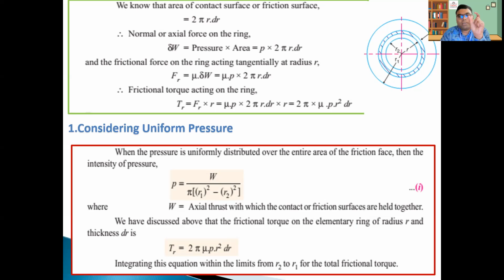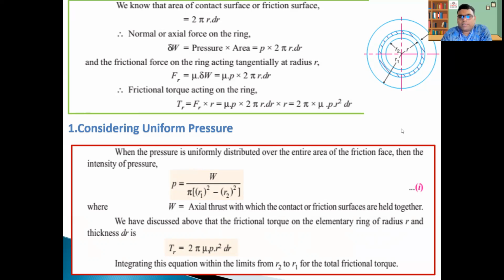So if we multiply again r into this frictional force, we will get the frictional torque, which is our objective to calculate here. The frictional torque is equal to mu P 2 pi r squared dr, and we can simplify it like this. So this is the frictional torque acting on the ring, but we need to calculate it for the whole frictional contact area of the plate. To solve this frictional torque equation, we have two methods, or two theories. The first one is uniform pressure, and the second one is the uniform wear theory.